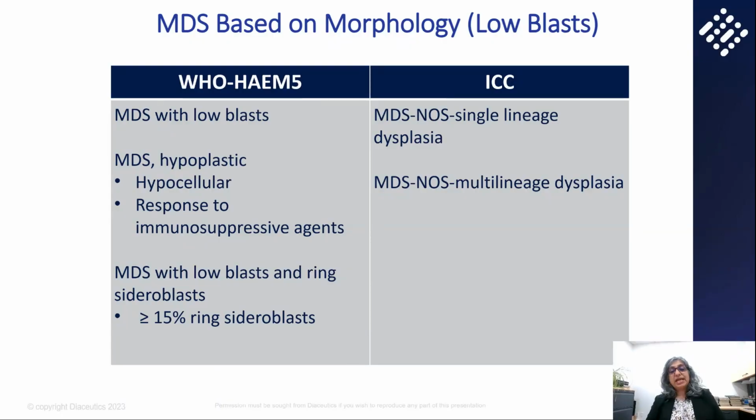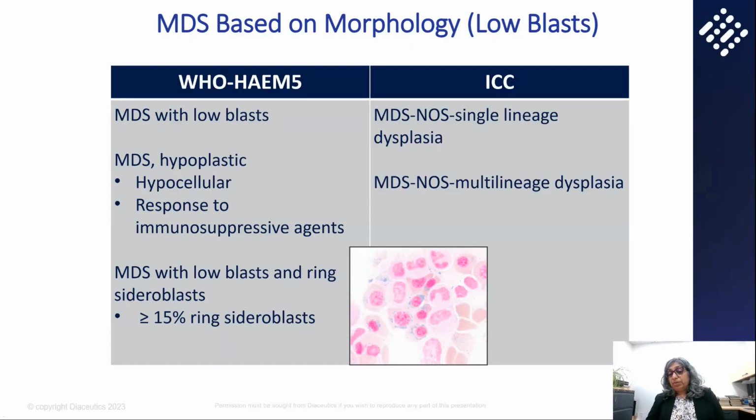These are cases that have 15% or more ring sideroblasts that we can identify with an iron stain. The importance of these is that these cases are also eligible for treatments that patients that have MDS with SF3B1 mutations would be. ICC just puts them in the category of MDS NOS and does want us to specify whether the dysplasia is in one lineage or more than one lineage. But in clinical practice, really, these don't create that much of a challenge.